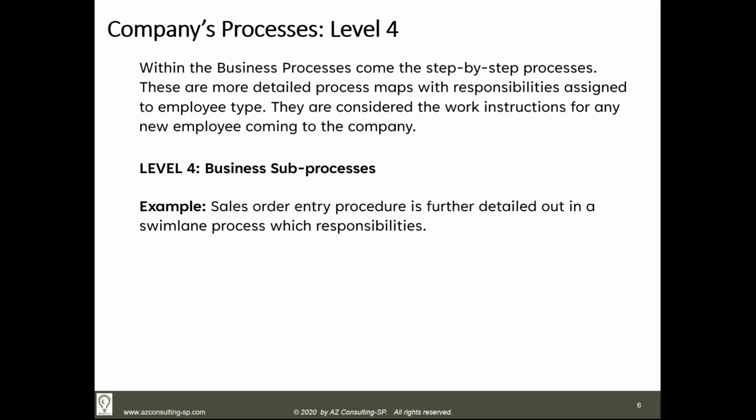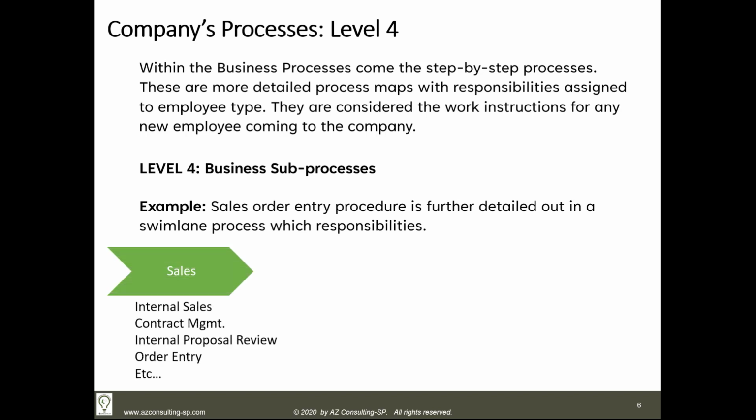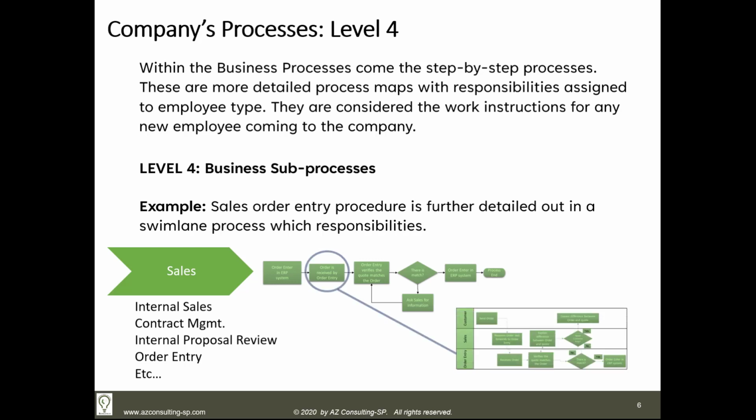Using the same example, we're going to zoom into the sales group's order entry process that is further detailed out with a swim lane. And you can see that the employees within the department are listed with the responsibilities of which tasks they are to do within the process.